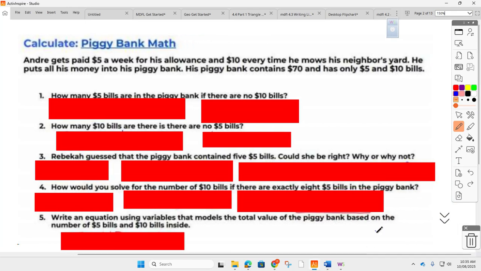We're going to start by talking about Andre's piggy bank. He gets paid $5 a week for his allowance and $10 every time he mows his neighbor's yard. He puts all his money into his piggy bank, and his piggy bank contains $70, but it only has $5 and $10 bills. Okay? If there are no $10 bills in his piggy bank, how many $5 bills would there be in there?